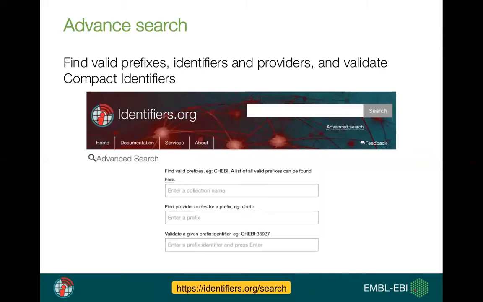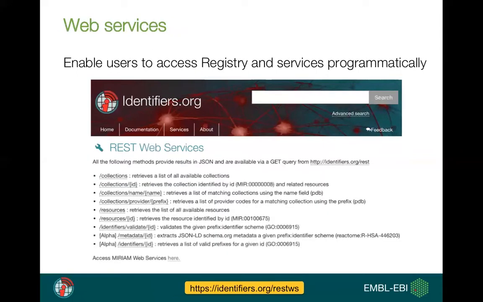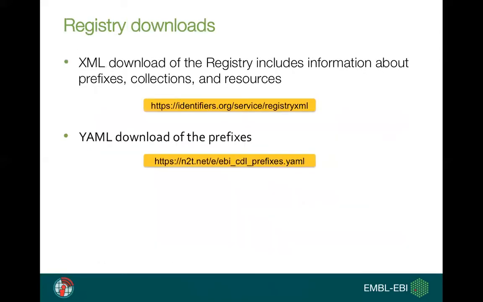We also provide an advanced search to find valid prefixes, identifiers, and providers, and also to validate compact identifiers. And we also have different web services that you can use to access the content in the registry programmatically. And we also provide the data in the registry as an XML download and a YAML file as well.